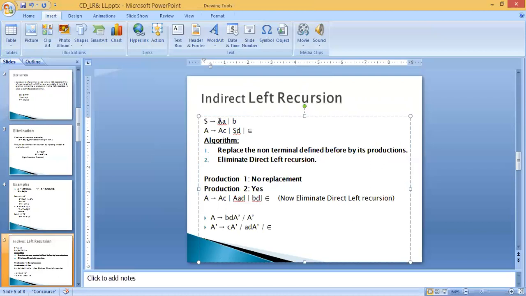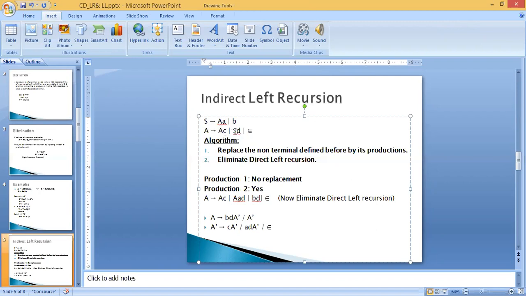Look at this. S gives A. A is the first letter, right? A has not been defined before this, so leave it as it is. What about B? This B is a terminal, so it is not to be considered. So there is no problem with this first rule. Coming to the second rule, we have A, which we will resolve later. But then we have another S here, and S is the leftmost non-terminal of this production. Of this production it is A, and for this production it is S.